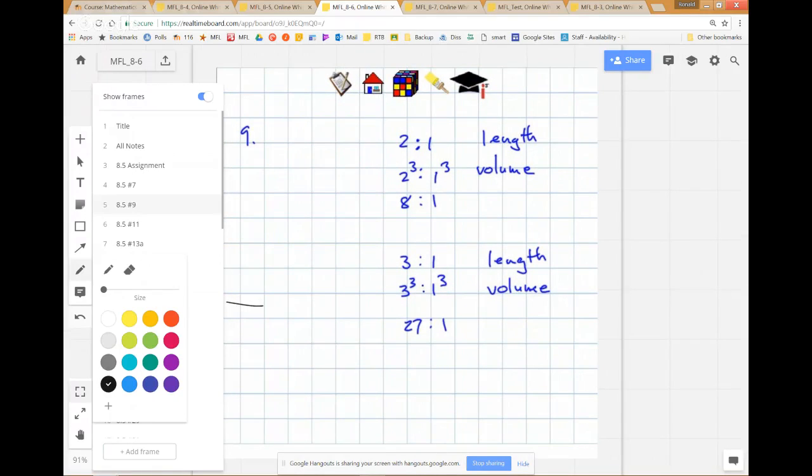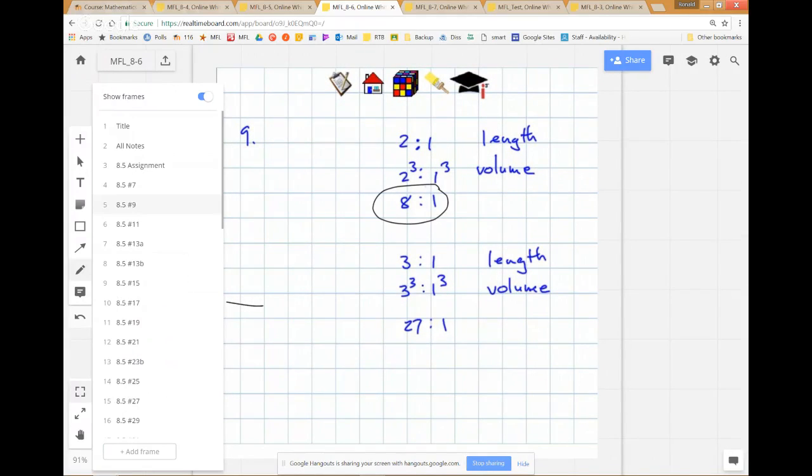Let me get my pen. So that's the answer to the first part. And the second part, what happens if the lengths are tripled? If the original lengths are 3 to 1, now those become 3 cubed to 1 cubed. And so the final answer is 3 cubed is 27. 3 times 3 times 3.